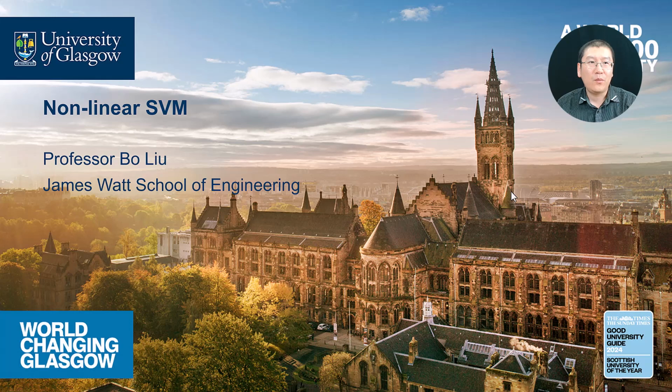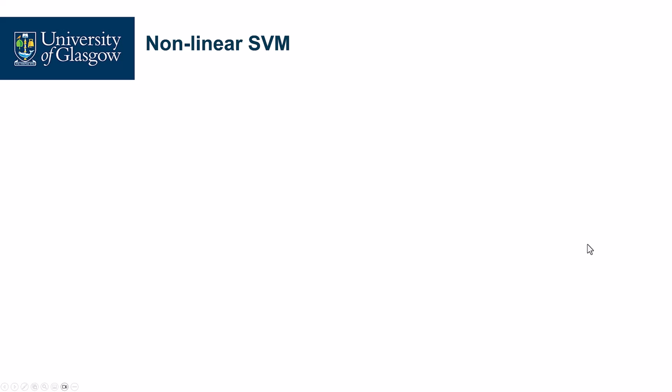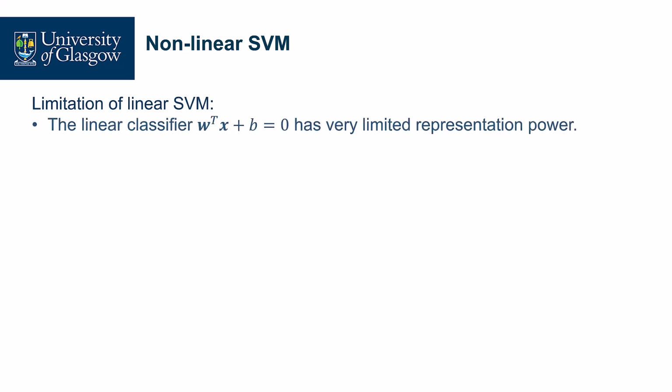In this session, we will focus on the nonlinear SVM. In the previous two sessions, we have learned the linear SVM of the hard margin and the soft margin. However, a critical limitation of the linear SVM is that the linear classifier assumes the data must be linearly separable. So this has very limited representation power, because in the real world, most of the data are nonlinear, right? And with linear separation, we can't solve nonlinear classification problems.